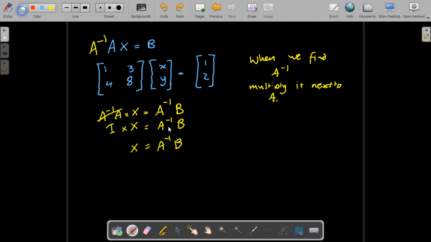The other situation is if we had X times A equals B, then we'd have X times A inverse. So we're multiplying by the inverse on the right, which means on the right hand side we do the same thing. What you do on one side you've got to do to the other. Again they cancel out, we get X equals B times A to the minus 1.